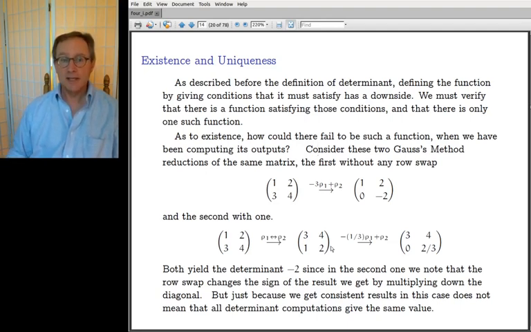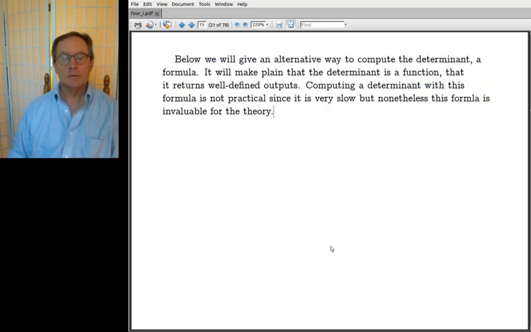Uniqueness will turn out to be easy. We're going to do it in just a second. But existence will turn out to be a bit tougher. So before I give any other ways to compute the determinant, that we're going to give a formula, instead, I'm going to first do uniqueness.